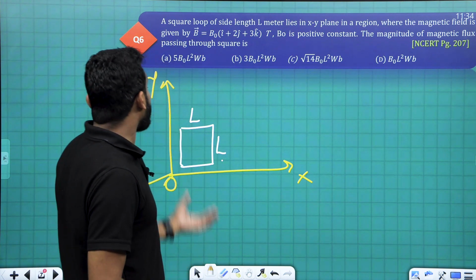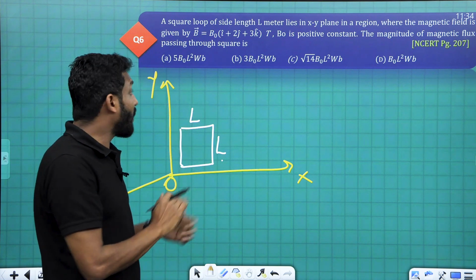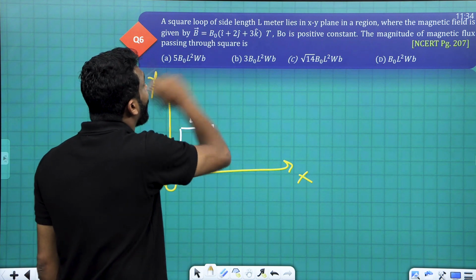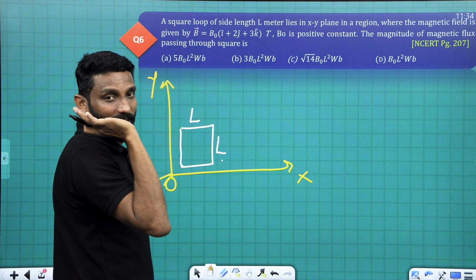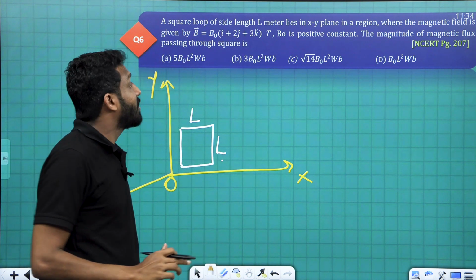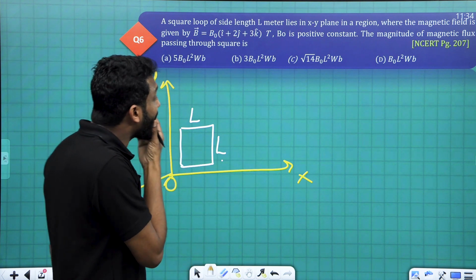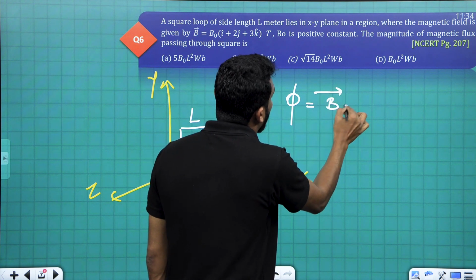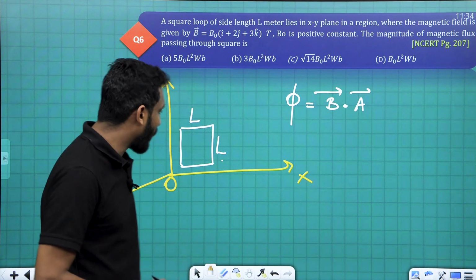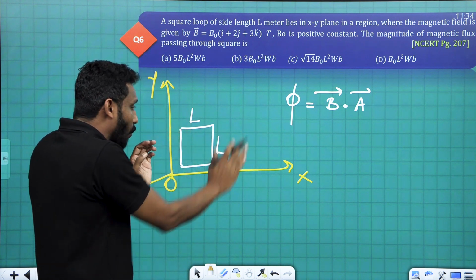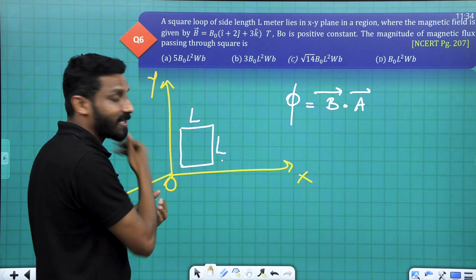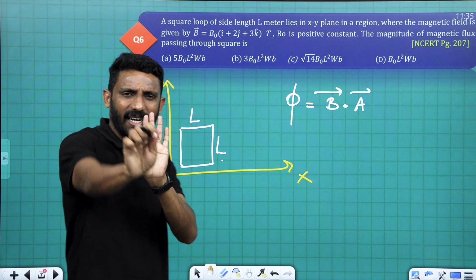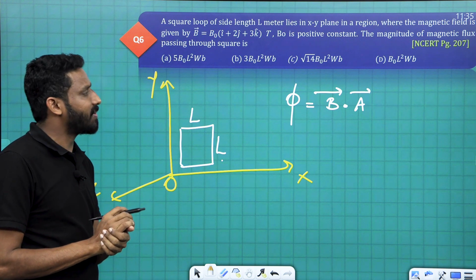Now here is a magnetic field intensity in this region. The field has components along x, y and z: B naught i cap along x, 2 B naught j cap along y, and 3 B naught k cap along z axis. We have the equation of flux. Magnetic flux is equal to vector B dot vector A. Since this plane is in the xy plane, its area vector is along z-axis, perpendicular to the plane.